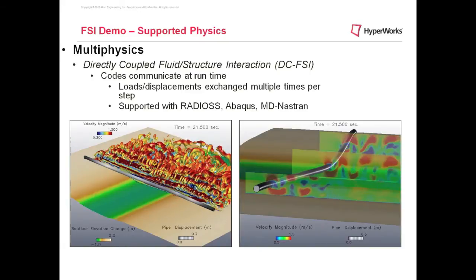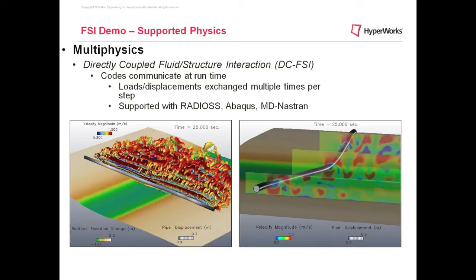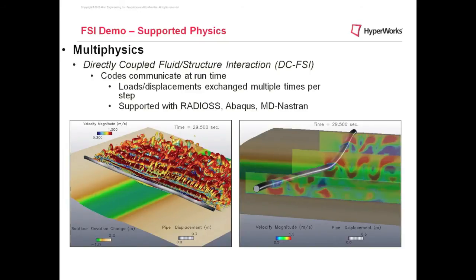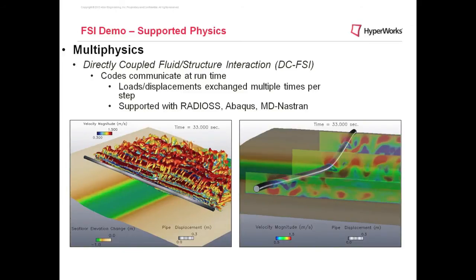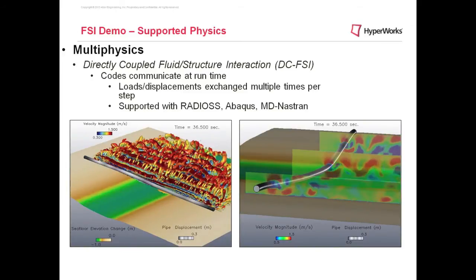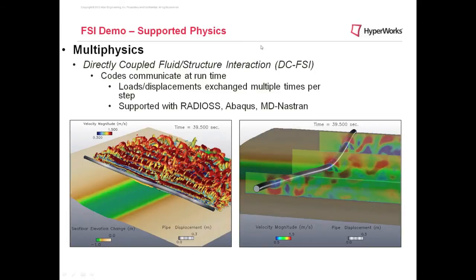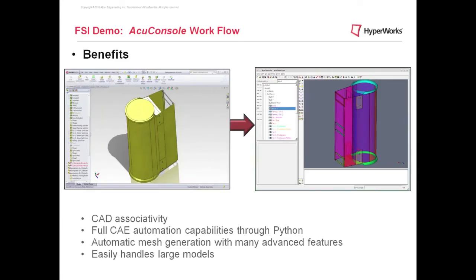The reason that this was done using the DCFSI technology is because this pipe is actually embedded in mud, and that introduces some nonlinearity into the system. That's the technology that we have available.